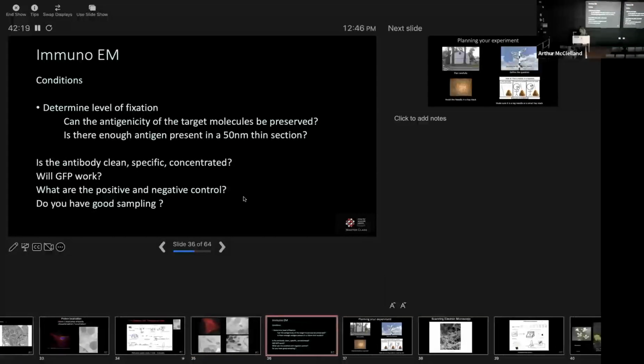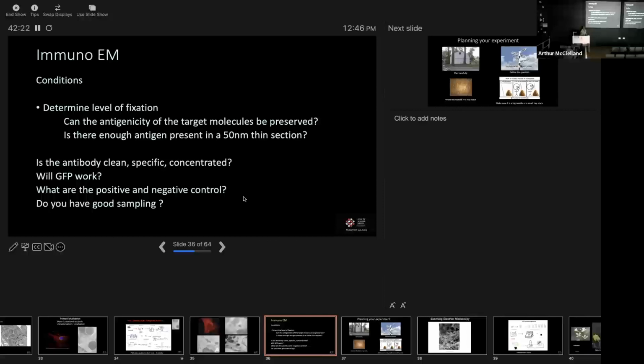All right, so immuno-EM, there are conditions that have to be satisfied. First, you have to determine the level of fixation. The antigenicity of the target molecules: can it be preserved or is it going to wash away? Is there enough antigen present in a 50 nanometer thin section? So you want to do your whole cell immunofluorescence, but you really do yourself a favor if you do semi-thin immunofluorescence and see if you can still see your fluorescent antibody. If you can't see it in a half micron thick section, you're probably not going to see it in an ultrathin section. Is your antibody clean, specific, concentrated?